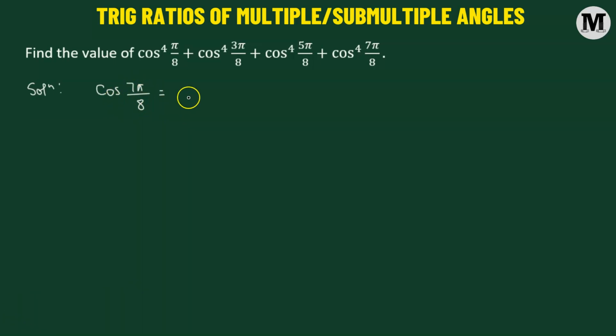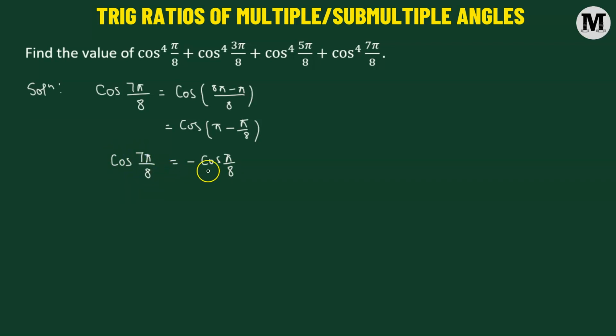So cosine of 7 pi over 8 can also be expressed as cosine of, if we rewrite the numerator 7 pi as 8 pi minus pi, divided by 8, then our function is going to become cosine of 8 pi over 8, so that is going to be pi minus pi over 8. The cosine of pi minus pi over 8 is negative cosine of pi over 8, since we are in the second quadrant. In other words, cosine of 7 pi over 8 is equivalent to negative cosine pi over 8.